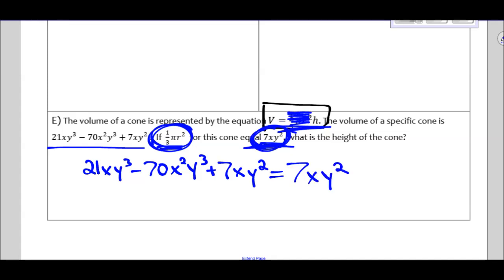7xy squared. And I'm going to keep the h attached to that. That's still being multiplied times h. The h comes down, and really, technically, this comes down too, but it just is represented in a different way. It's represented with something that's equal to it, which is that 7xy squared.